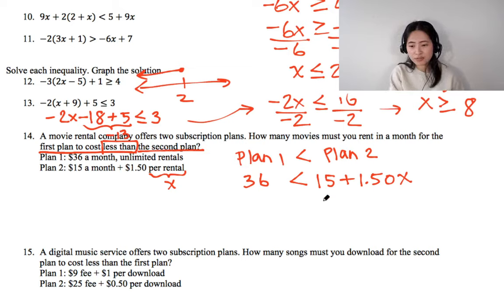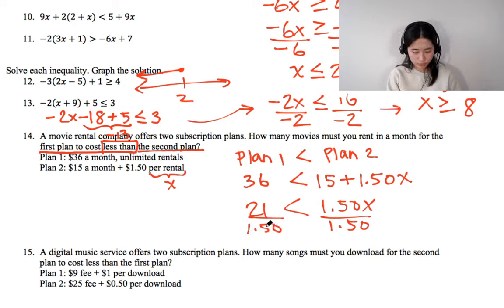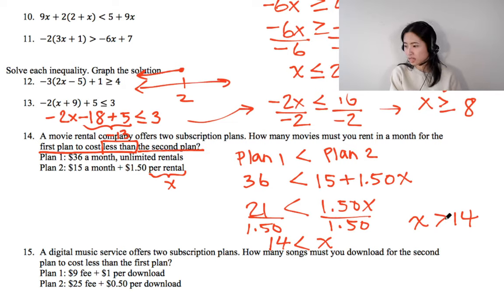So you're taking 15 and moving that to the opposite side. You're going to get 36 minus 15, which is equal to 21, and then you have 1.50x. Dividing both sides by 1.50, 21 divided by 1.50 is equal to 14, and this is x. So you can write this as x greater than 14. Therefore, you need to rent more than 14 movies for the first plan to cost less than the second plan.